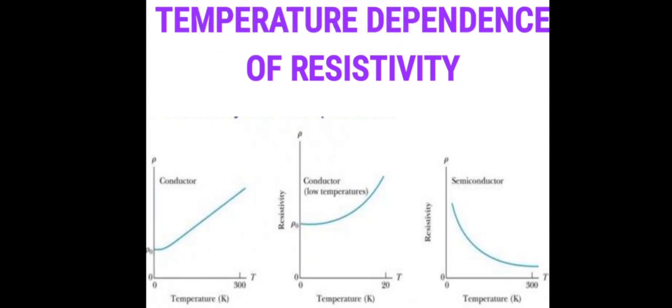First, A, which is metals. First, we will discuss the case of metals. In metals, the density of electrons n does not change with the temperature, but the relaxation time tau decreases with increase in the temperature. That is, in metals the number of free electrons is constant with temperature, but tau, the relaxation time, decreases with increase in temperature.